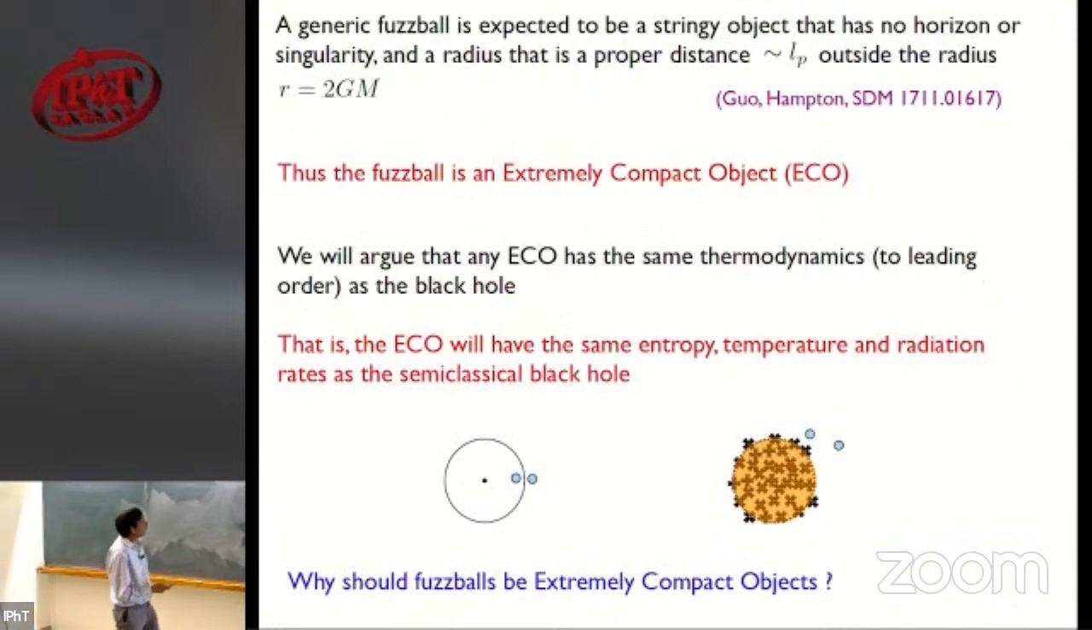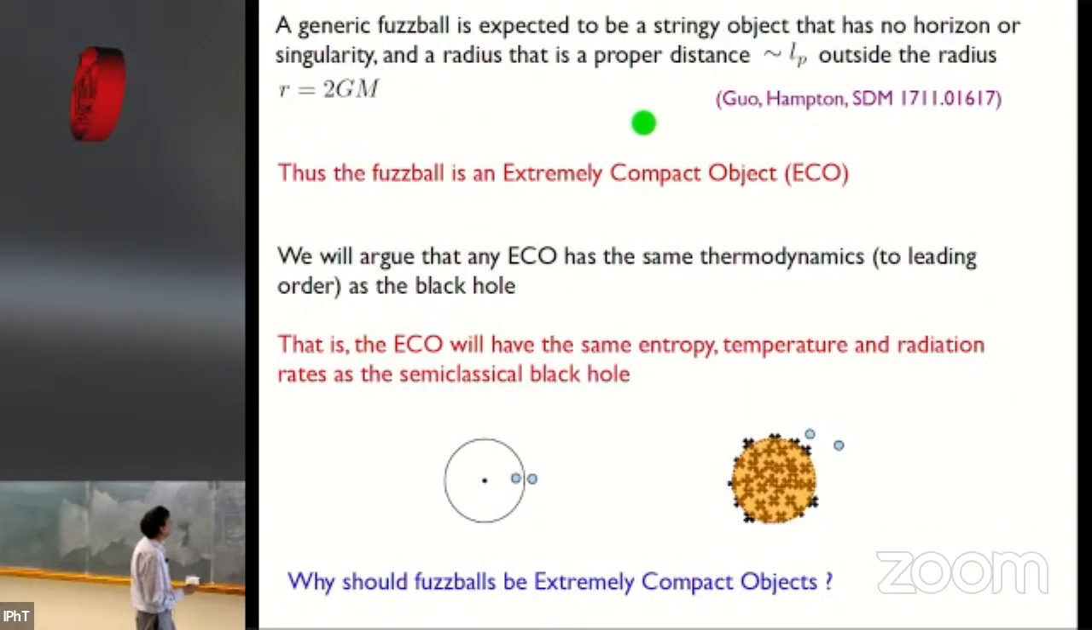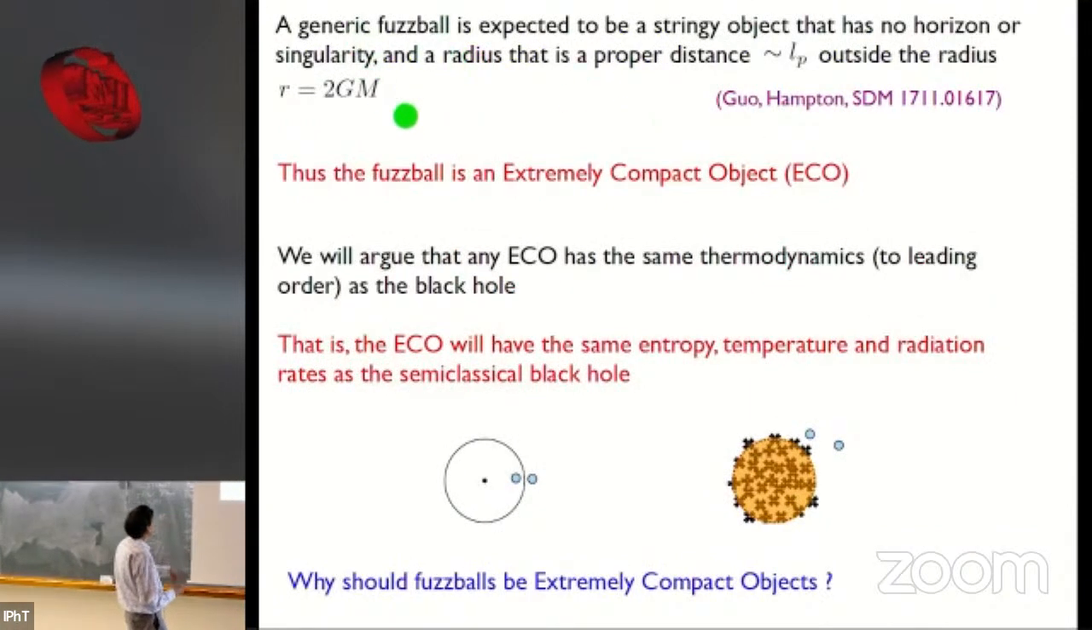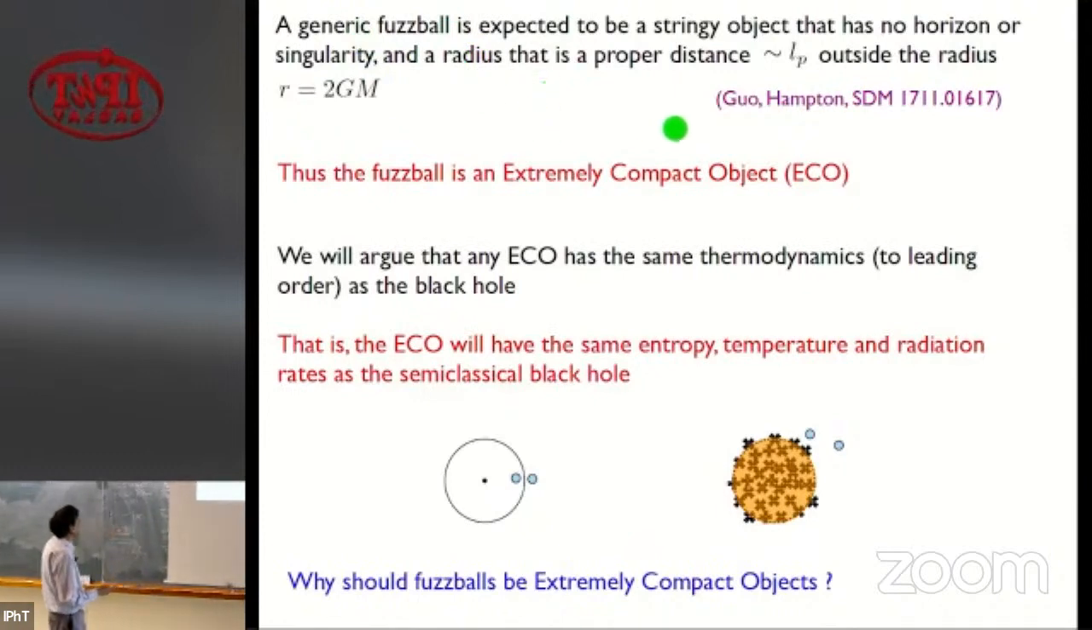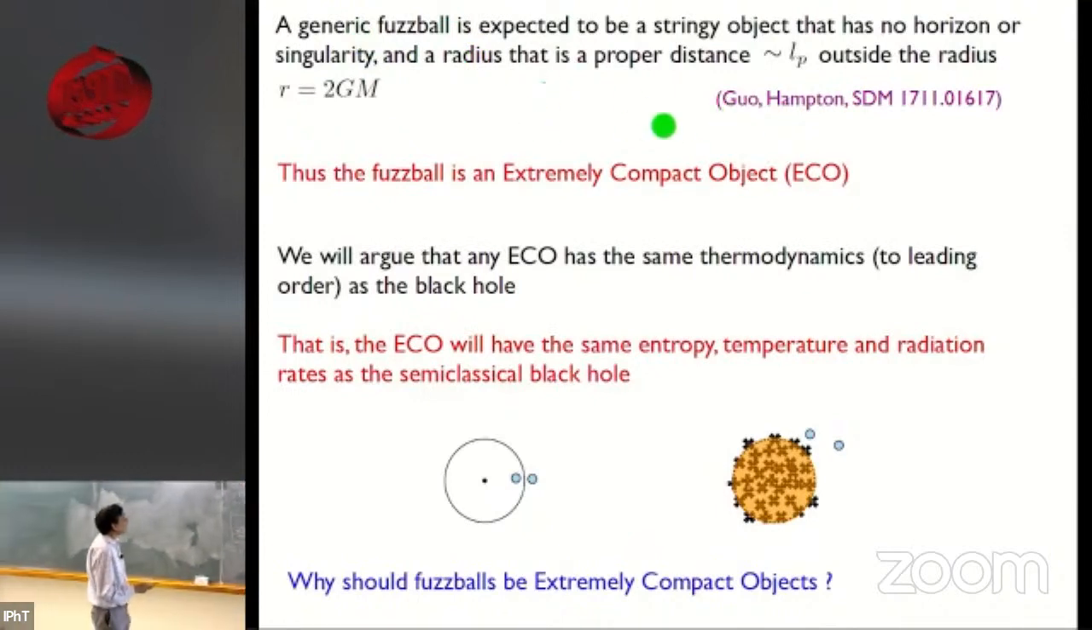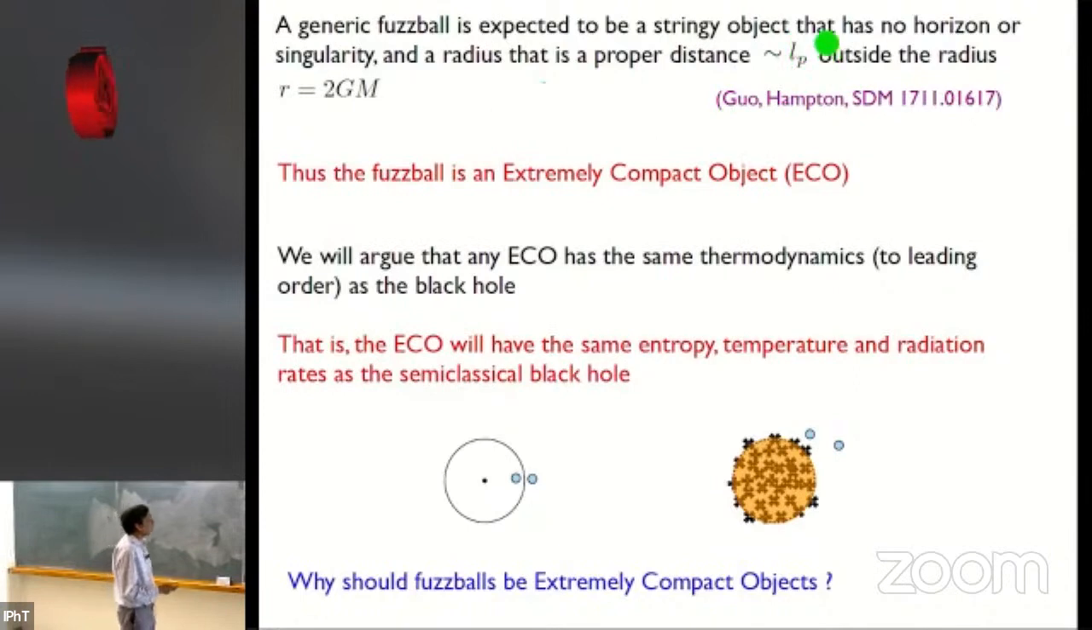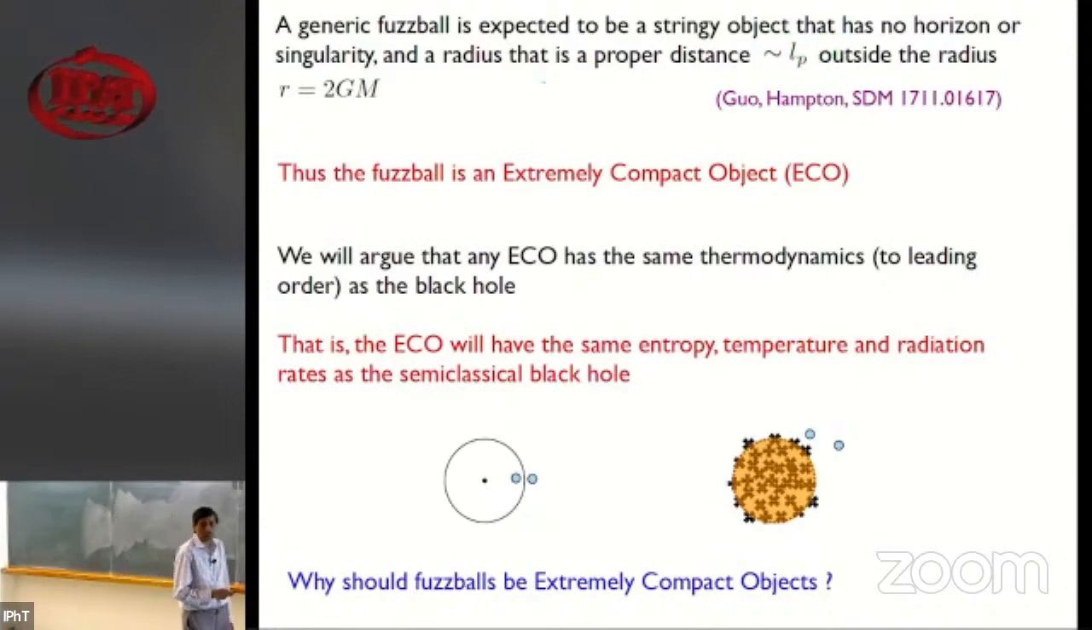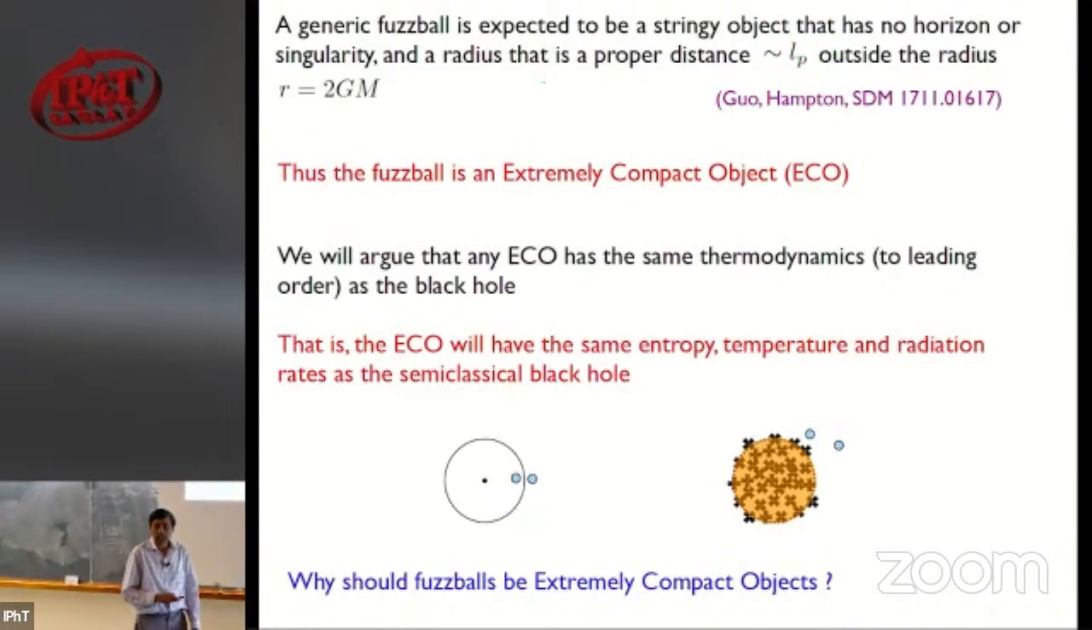So now a generic fuzzball is expected to be a very stringy object, which has no horizon, no singularity, just some kind of quantum gravity mess. But the important thing is its radius is outside the horizon. And as I said here, we expect it to be only a short distance outside the horizon. So where does that argument come from?